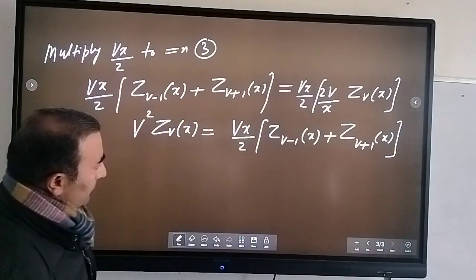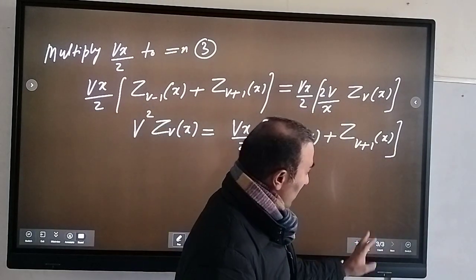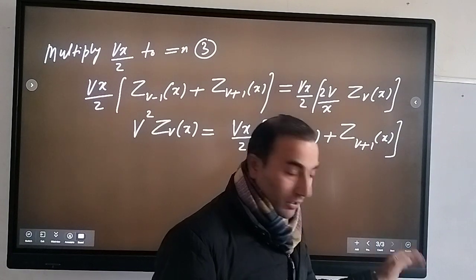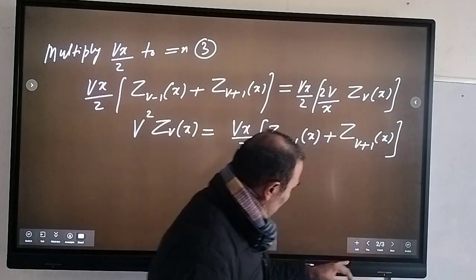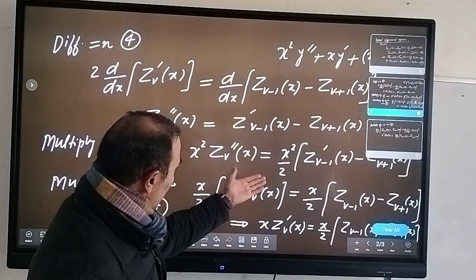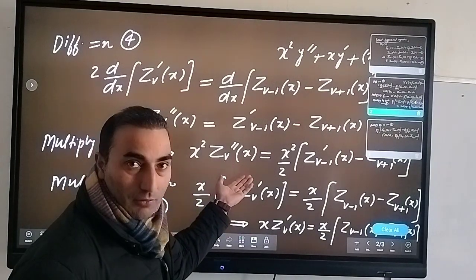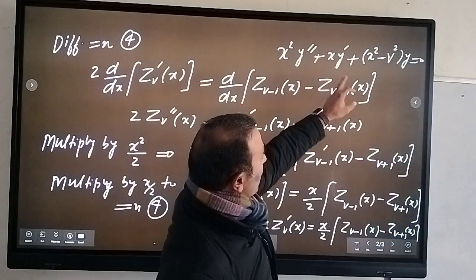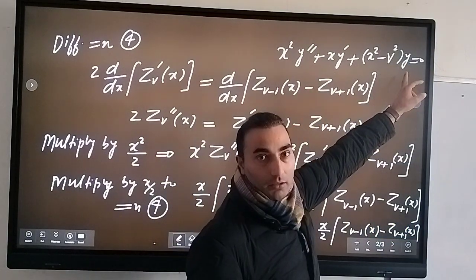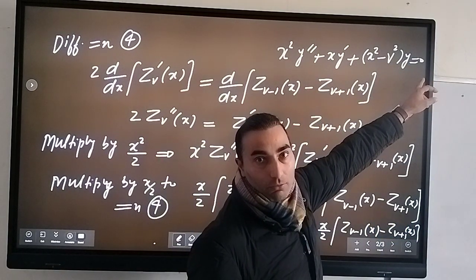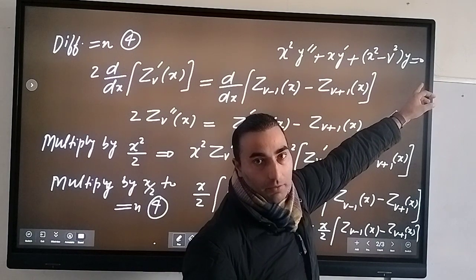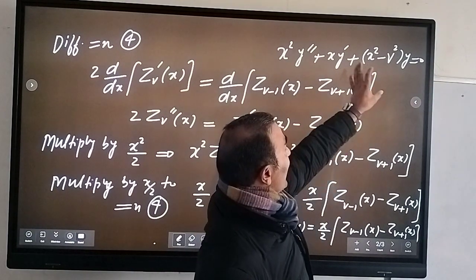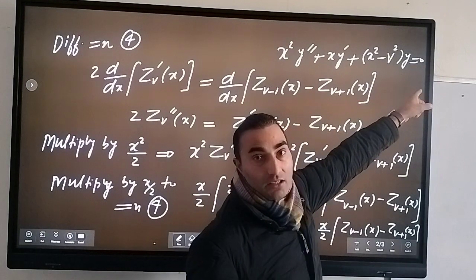Okay. Now what's the next step? Because I am getting v square z of x, and also I am getting x square y double dash means z of x and x square y dash. So that means I need to, here I'm getting this term, that's minus v square of y, because instead of y we have z of x. So that means I need to add these two equations and subtract the third equation.